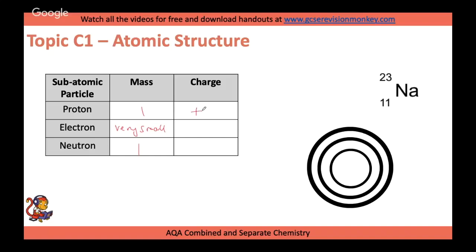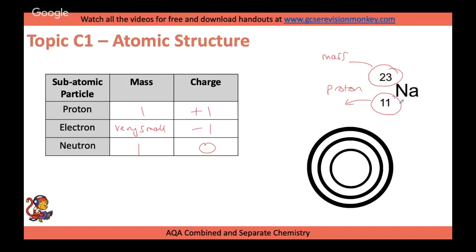Protons are positively charged, +1. Electrons are negatively charged, -1. You can't just put plus or minus. You have to show that they're directly opposite. Okay, so it has to be +1, -1. And a neutron has no charge. On your periodic table, it'll give you a key to which number is which. So this is the relative mass, and this is the proton number.